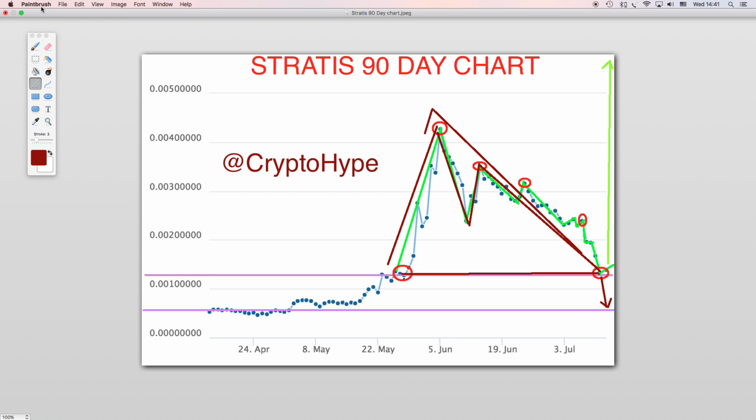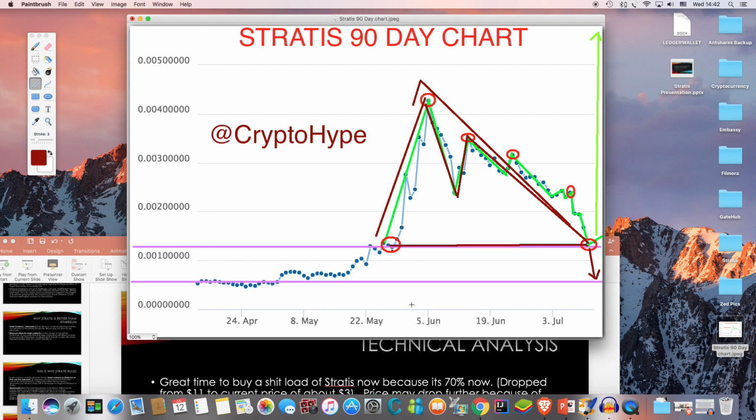So anyway, let's try to look at the Fibonacci retracements. Let's look at the Fibonacci retracements.